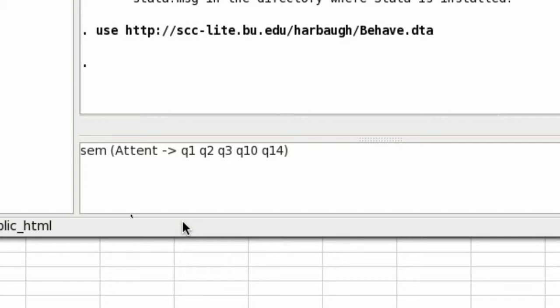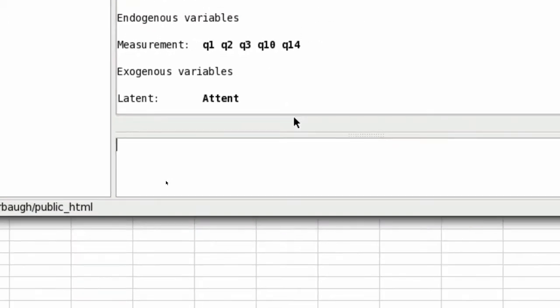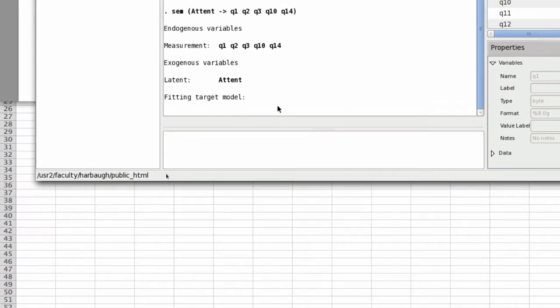All right, so I'm going to go ahead and run this. Go ahead and run that. It will take a little bit of time, but it will do something eventually.